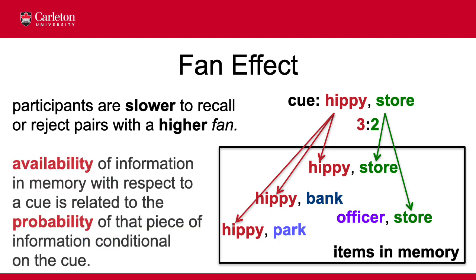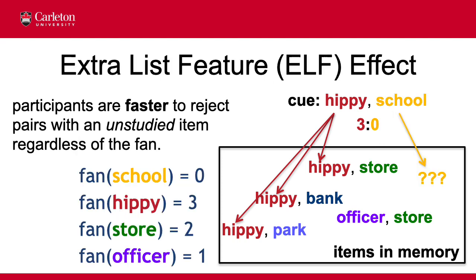The theoretical principle of human memory that the fan effect demonstrates is that the more likely a memory is to be relevant to the current context, the easier that memory is to retrieve. The second experiment we're going to be talking about is the extra list feature effect. In the extra list feature effect task, participants are faster to reject pairs with an unstudied item regardless of the fan. For example, even though Hippie has a fan of 3, it's easy to reject as an unstudied pair because school wasn't in the study set at all.